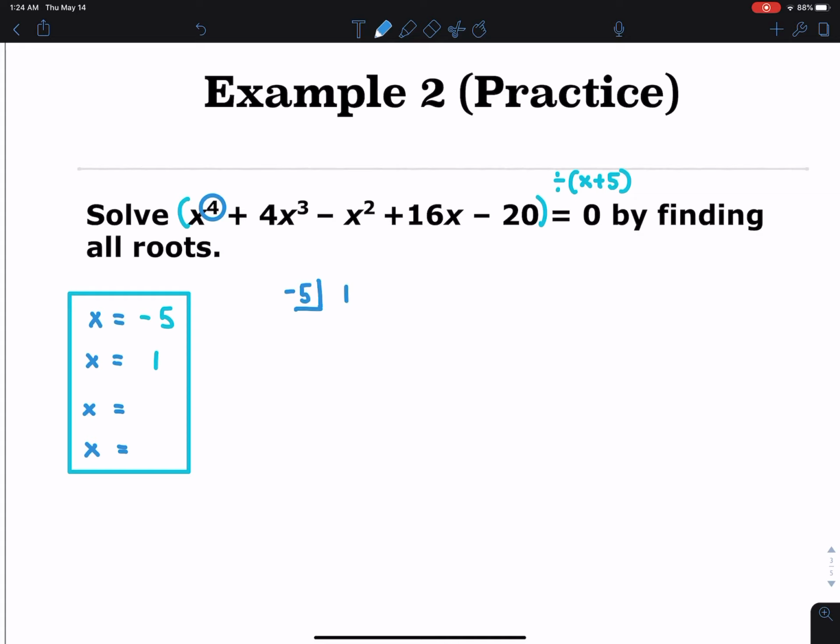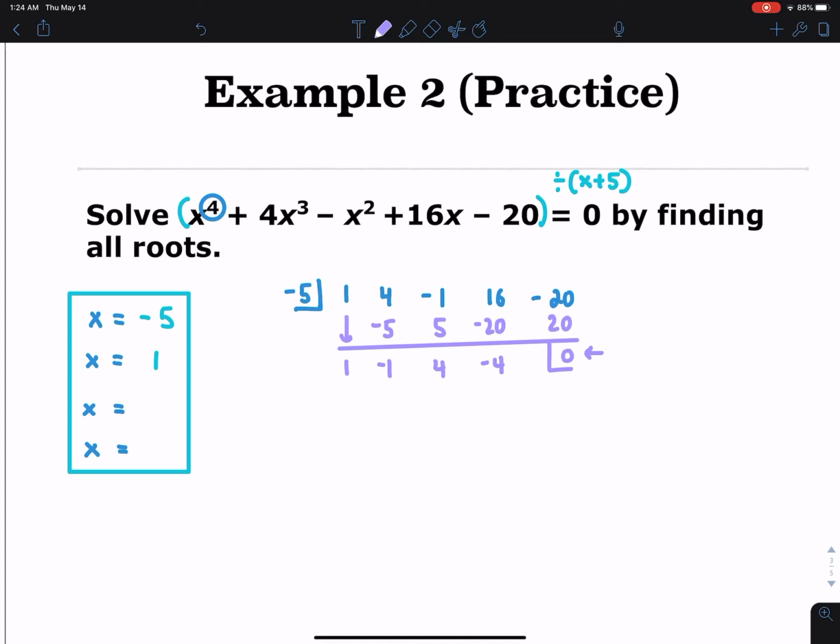And our coefficients are 1, 4, negative 1, 16, and negative 20. So we're going to bring down our first term. We have 1 times negative 5 is negative 5. Add, we get negative 1. That's going to give us positive 5. This is 4. 4 times negative 5 is negative 20. Add those, we get negative 4. And then negative 4 times negative 5 is positive 20. Add those, we get 0.